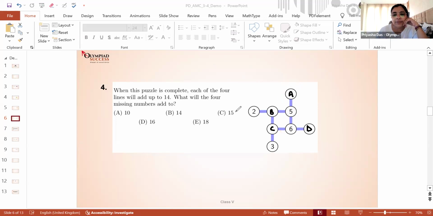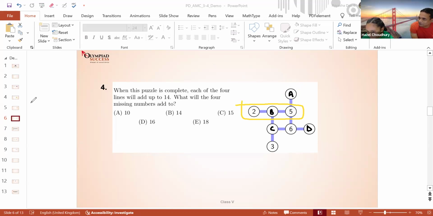It's like that. Similarly, B plus 5 should add up to 14. Now she got it, ma'am. She was solving those word puzzles. Now she knows what has to be done.